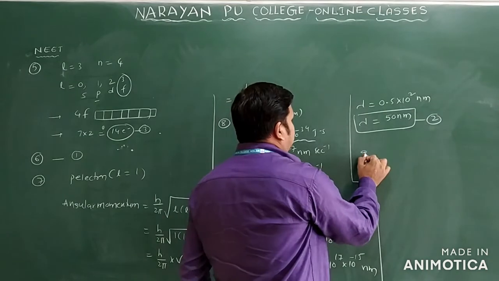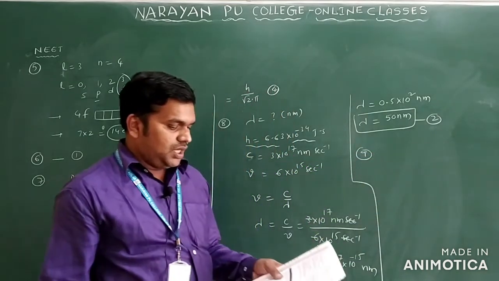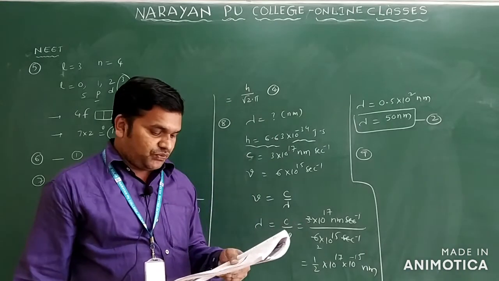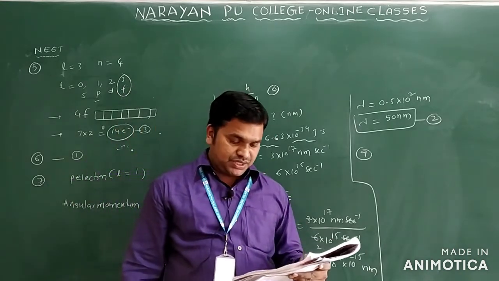Next you can see question number 9 we have. What is the maximum number of electrons that can be associated with the following set of quantum numbers?